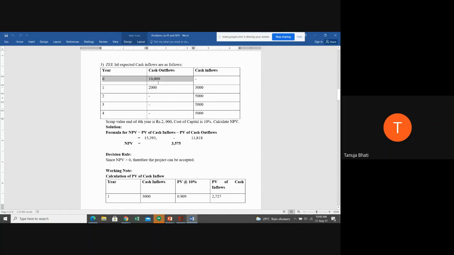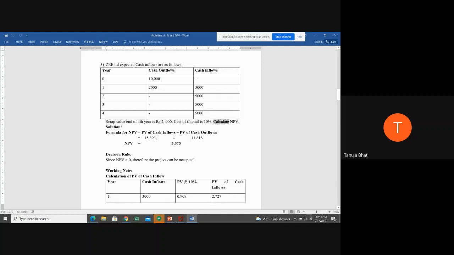Now, year 0, you have made an investment of 10,000. Then again, after 1 year, you have made an investment of 2,000. But in that same year, you also got returns of 3,000. Then thereafter, year 2, 3, 4, you have not made any investment, but you have got cash inflows from year 1 to 4 of 3,000, 5,000, 5,000, 5,000 respectively. Now, the scrap value at the end of the 4th year is 2,000. Okay, cost of capital is 10%.